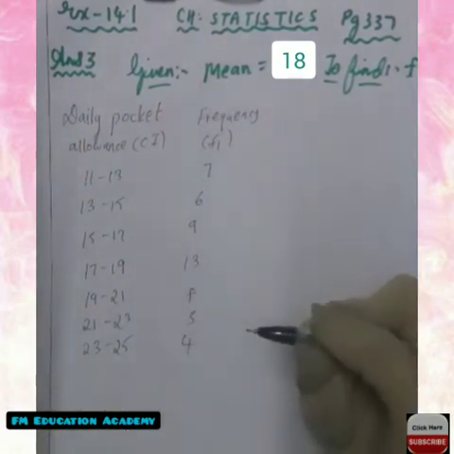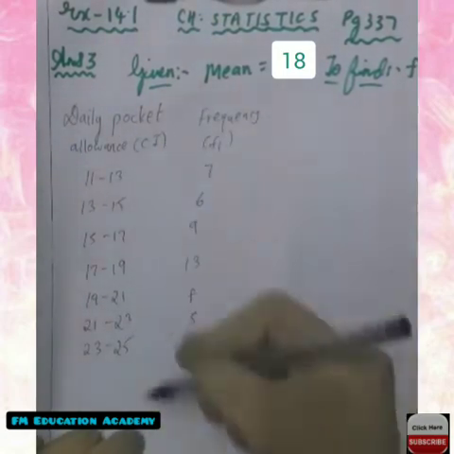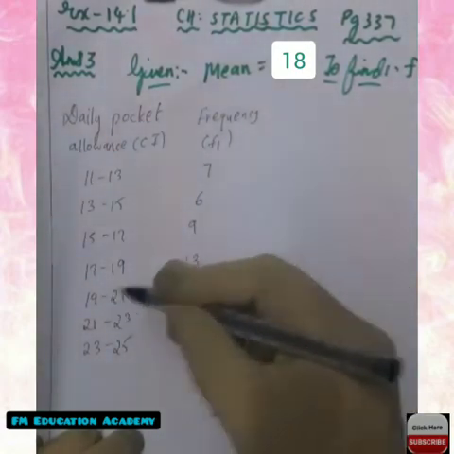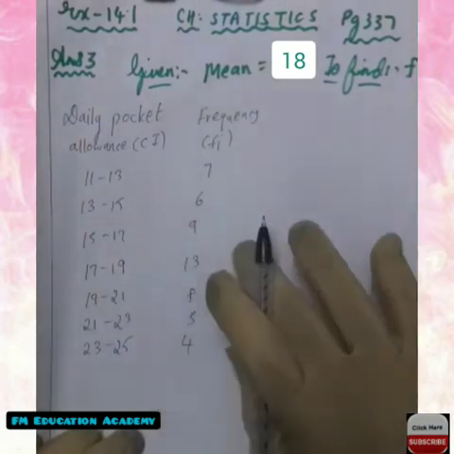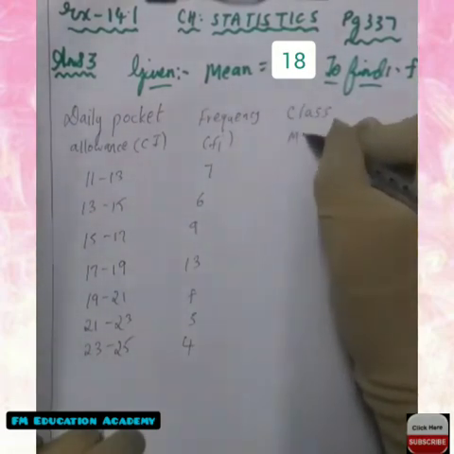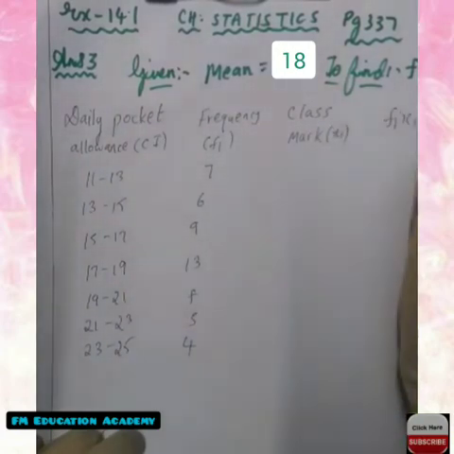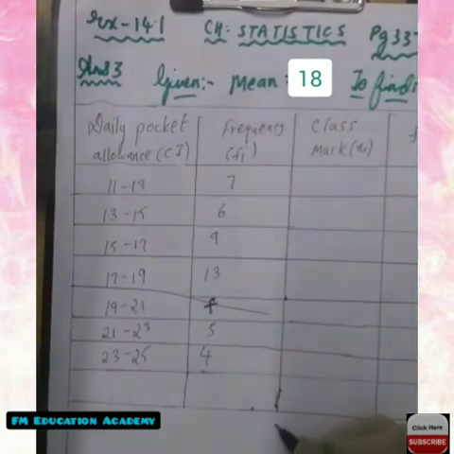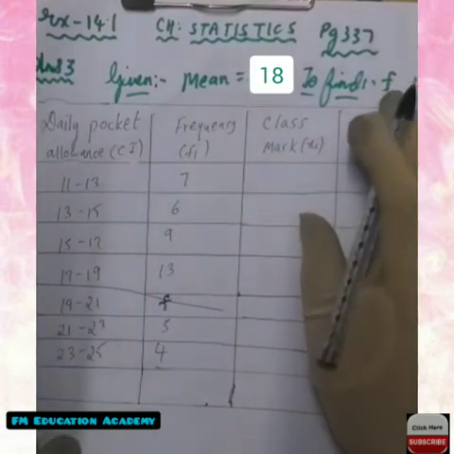Now we know that since the values of class interval and frequency are less than 50, we can use the direct method. Whenever class interval and frequency values are less than 50, use the direct method. So in the direct method we have four columns: class interval, frequency fi, class mark xi and fi xi. In the question, the frequency value f is not given, and we have to find it out.